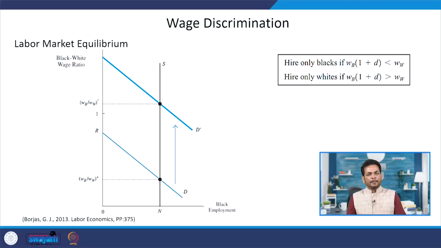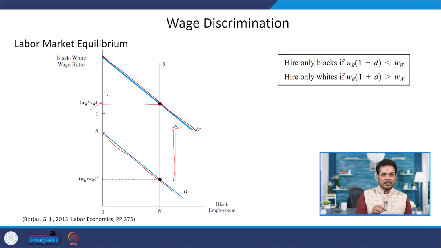Now, you can see that because some firms are already there in the market, those who are black firms, they find that the black wage rate is going to be lower than the white wage rate, and even if the black wage rate is higher than the white wage rate, they demand more black workers. So, the demand curve can shift from D to D dash, which may lead to a wage ratio WB by WW at a much higher level, because the number of black workers is fixed.